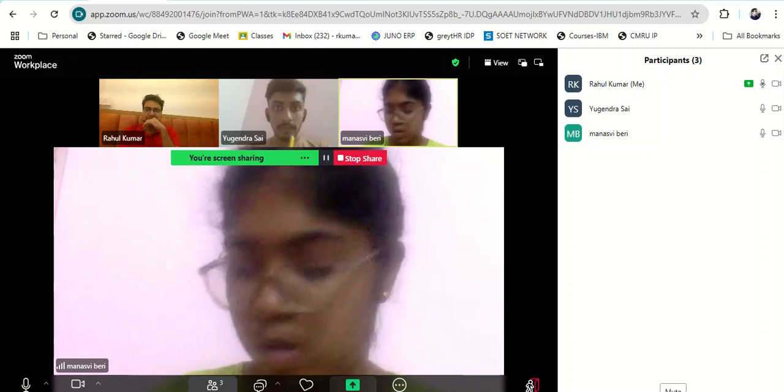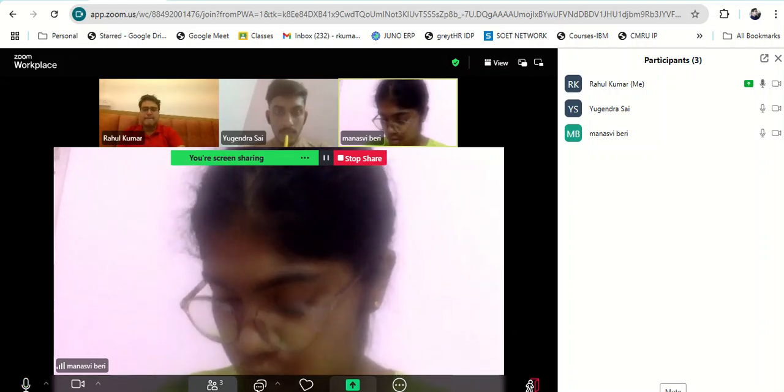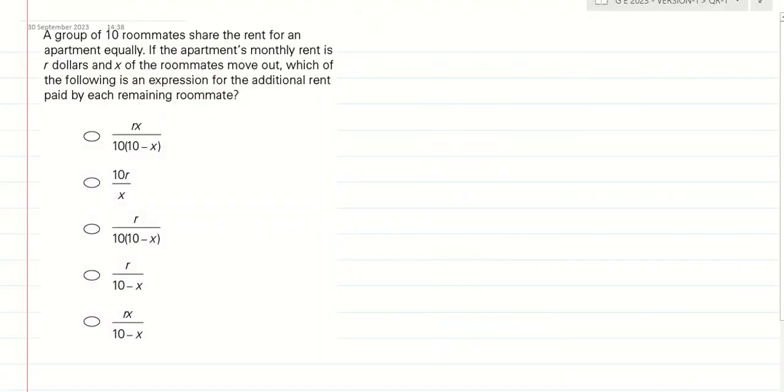Correct. Good one. So just assume a good number. What is R given here? Monthly rent is R. 10 roommates share the rent for an apartment equally. If the apartment's monthly rent is $R and X of the roommates move out. Initially, how many are there? Initially, 10 roommates. Out of 10, how many are moving out? X. Which of the following is an expression for the additional rent paid by each remaining roommate?